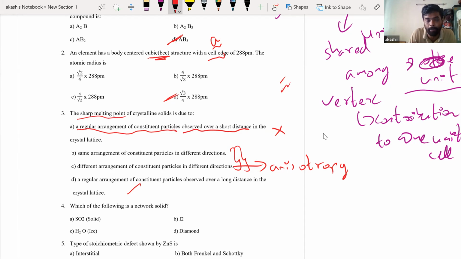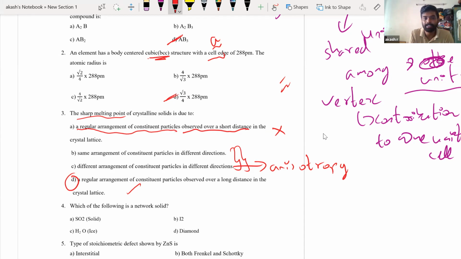What do you mean by sharp melting point? 0 degrees means 0 degrees. But if I take an amorphous solid, it will be a range of temperature, say 0 to 10 degrees Celsius, 10 to 20 degrees Celsius, like that it will be. When I say sharp, a particular melting point, at that temperature, perfectly it melts. Now that happens because of regular arrangement of constituent particles observed over a long distance in crystal lattice. That is the answer to this question.